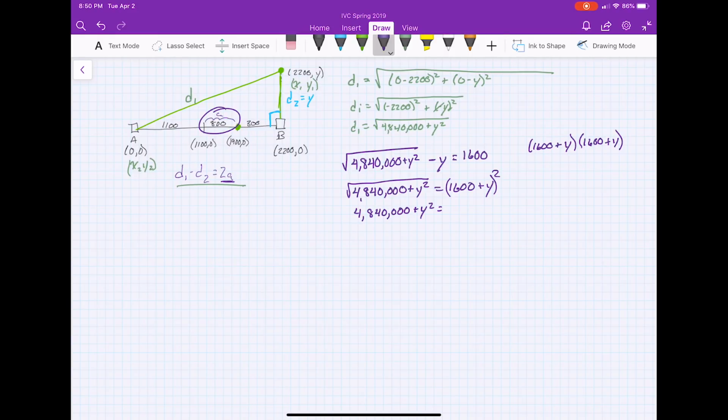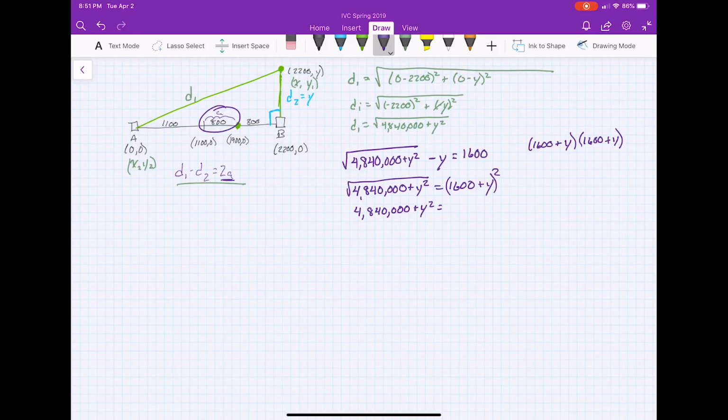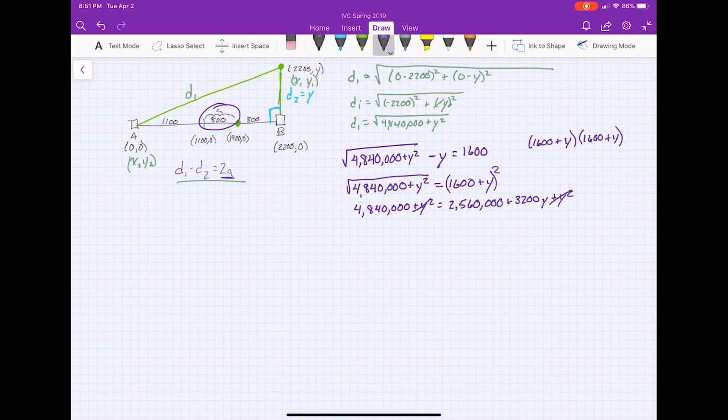So 1600 times 1600. It's a big number. Use a calculator here. We'll get 2,560,000 plus, and then it's going to be 1600 plus 1600, and that's going to be y, 3,200 y's plus y squared. Now you can see if we subtracted y squared from both sides, these would just cancel out. So now we have these large numbers in the millions left. So we subtract 2.56 million from both sides, and we will get 2.28 million.